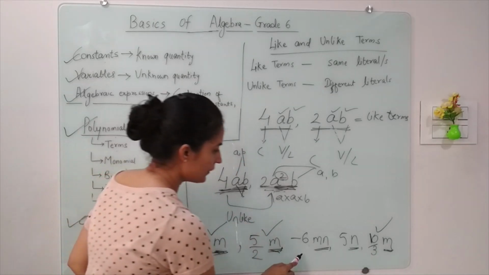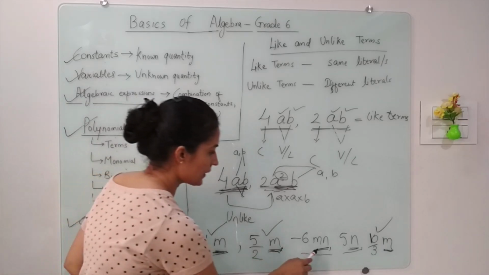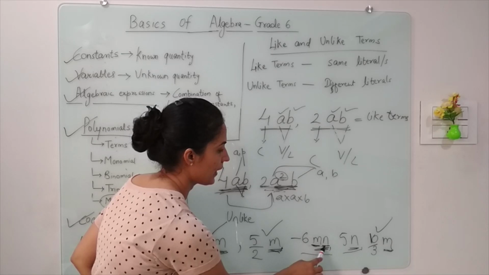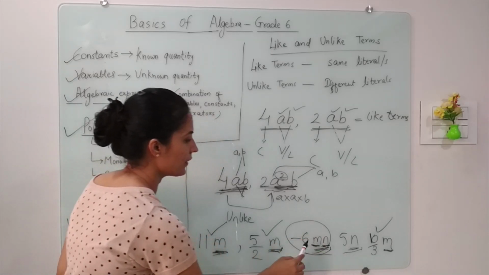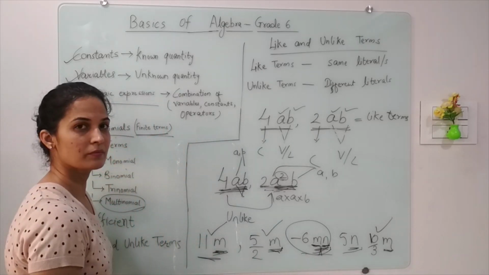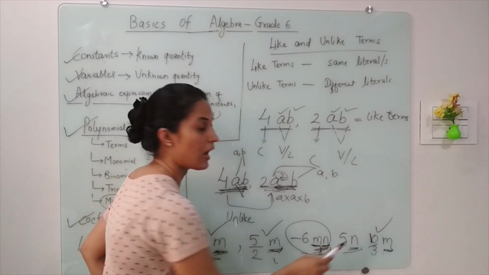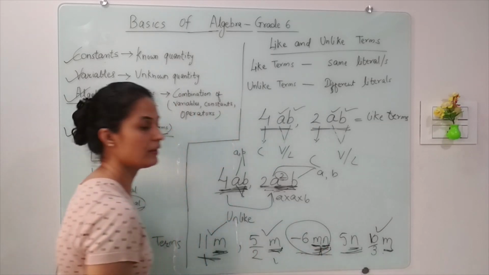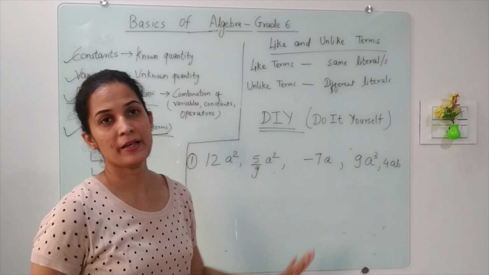While the other two have different literals. Here there is m, but along with this m there is n also. So this complete term does not have the same literals as this term. Hence, this and this are the like terms, while the remaining ones are the unlike terms. Now we have understood what like and unlike terms are.